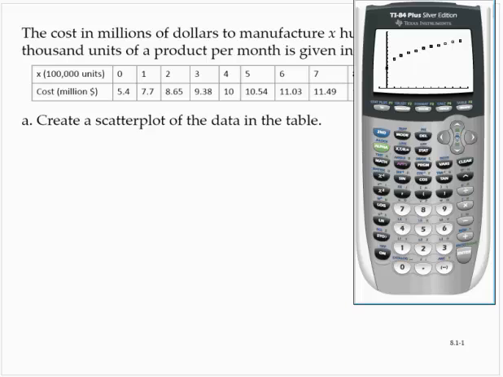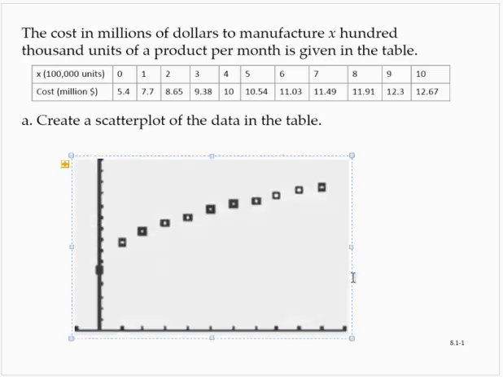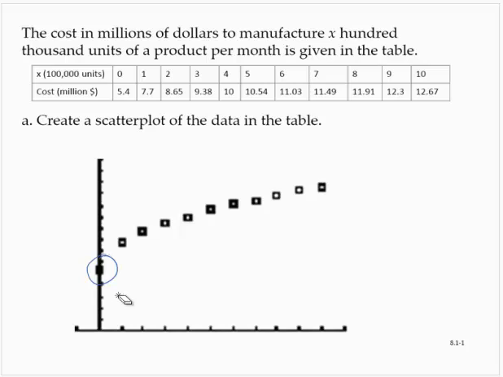Notice especially this point right here. If it wasn't for that point, we might consider a linear function, but that point's way off of the line, as it seems. All right, so there's our scatter plot.